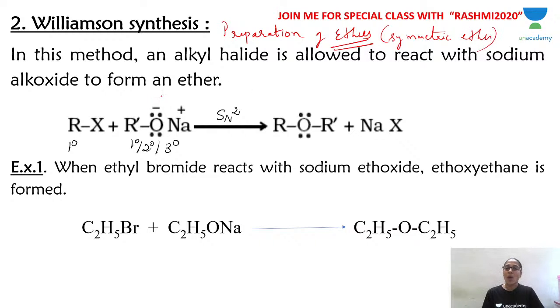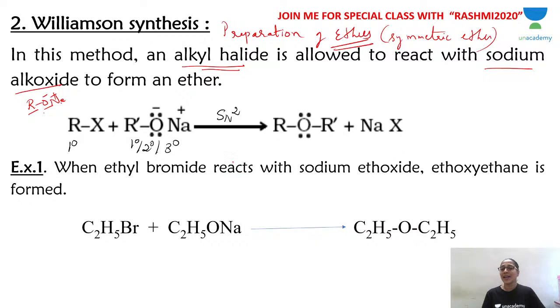Okay, yes. Now, how do you prepare ethers from Williamson synthesis? Reaction of alkyl halide with the sodium alkoxide. What is alkoxide? RO minus is alkoxide. And sodium, because O minus, sodium ion is there. So sodium alkoxide reacts with alkyl halide, you will get ether.